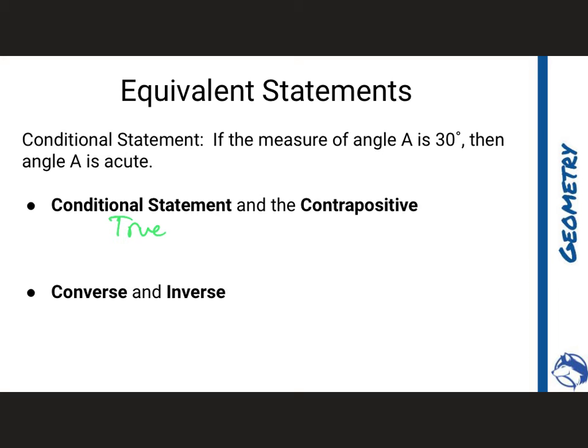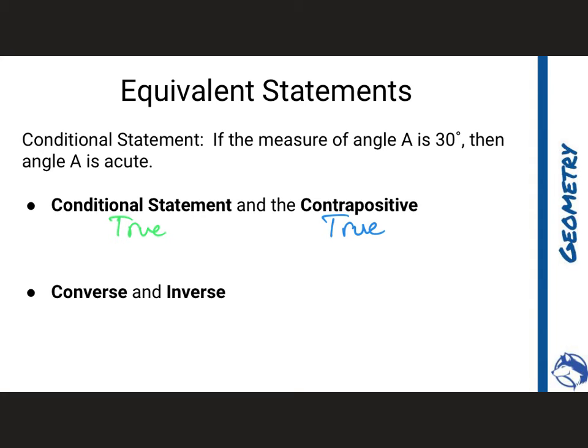So the contrapositive is: if angle A is not acute, then angle A is not 30 degrees. And if we think about that, the angle would have to be acute for the measure to be 30. So the idea that it's not acute means that the measure cannot be 30. So this is also true.